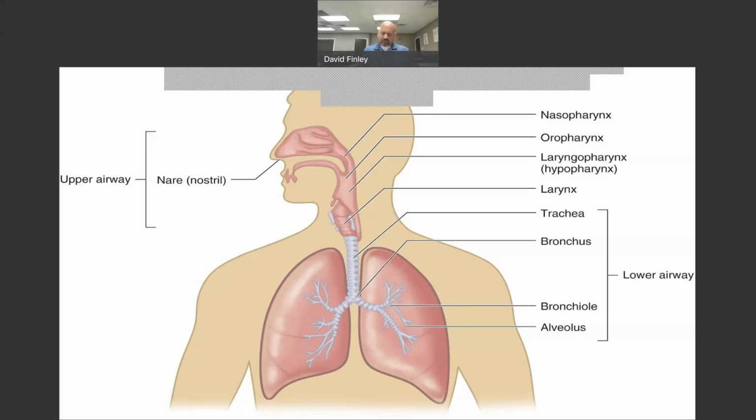When you talk about the lungs, you're going to hear the term visceral pleura and parietal pleura. The visceral pleura covers the outer surface of the lung. The parietal pleura covers the internal chest wall. So when you hear the word visceral, that just means it's covering an organ, or it's referring to an organ.